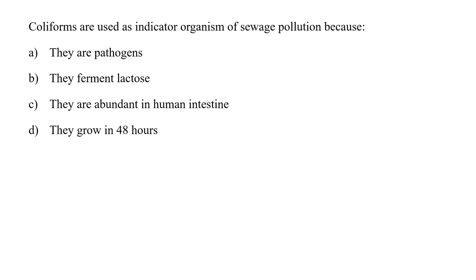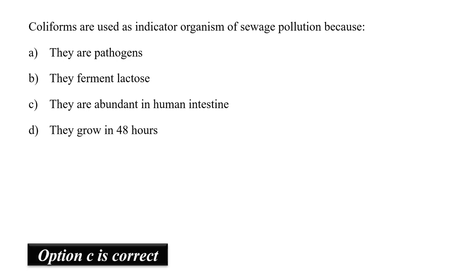Coliforms are used as an indicator organism of sewage pollution because they are pathogens, they ferment lactose, they are abundant in the human intestine, or they grow in 48 hours. Coliform testing is often used as an indicator of sewage contamination because these bacteria are found in the human intestine, through which they often end up in sewers through feces. Hence, option C is the correct answer.